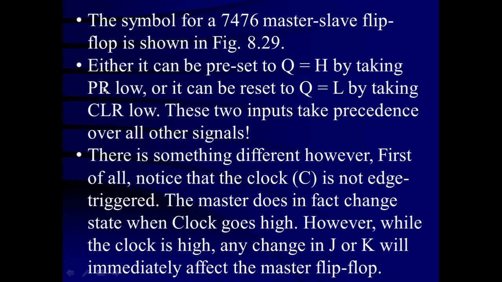So it indicates here that it can be preset to Q equal to high or 1 by taking preset low, or it can be reset to Q equal to low by taking clear low. These two inputs take precedence over all other inputs. That means it does not bother about what the J and K inputs are or what the clock input is. So these two inputs, that is the asynchronous controls, have precedence over all other input signals.